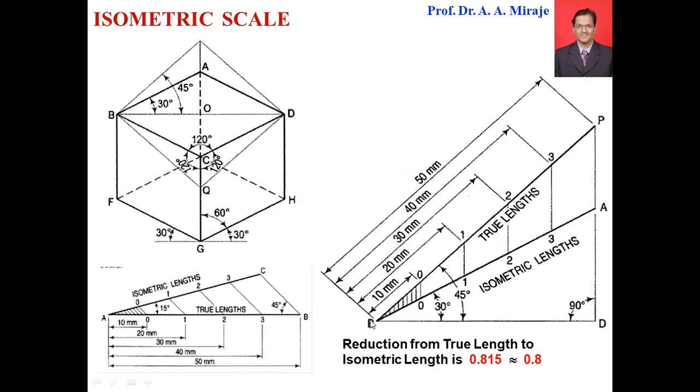आणि आयसोमेट्रिक ह्या लाईनवर जे येतात, so these are the lengths which are isometric lengths which are reduced by 0.8. So reduction from true length to isometric length is exactly 0.815. So approximately you can take as 0.8. If तुम्हाला 50 लेंथ दिली असेल, multiply 50 with 0.8, 40. Multiply 40 with 0.8, 32. Likewise, you can take this length, and this length you can take for the drawing isometric. So let us see how to utilize this now.